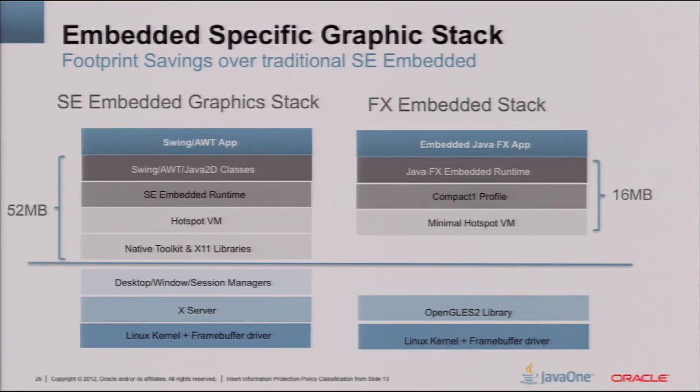Just to contrast where we were before, we had compact profiles with this new embedded stack. On the left, we have 52 megabytes for our headful ARM stack, and all that size comes from the SE runtime that we had. The VM is larger, and there's the native toolkit, the X libraries, and even the platform has additional requirements. We were requiring an X server, and then typically a window manager. All of these things take up disk space and memory footprint. In the new embedded stack, all we have is our compact 1 profile. If you want the smallest implementation, we have our minimal VM, that 3 meg or less, and the JavaFX runtime. And that all will fit in 16 megabytes. So that's a considerable savings of disk footprint for your graphics stack.